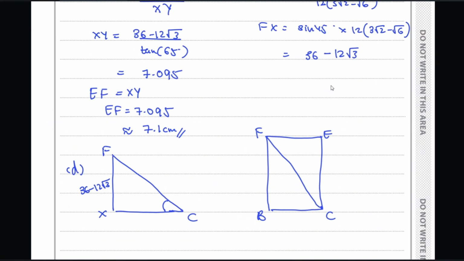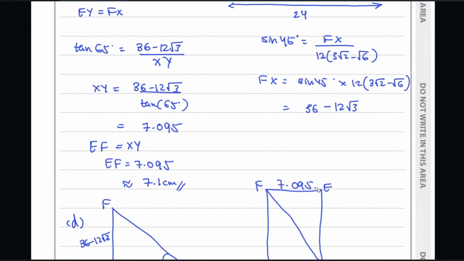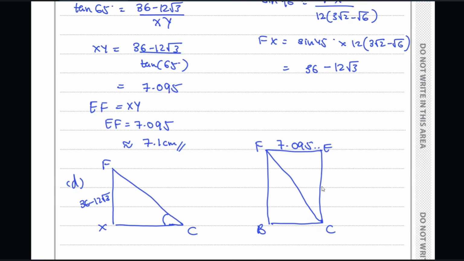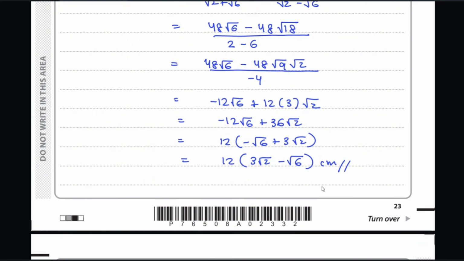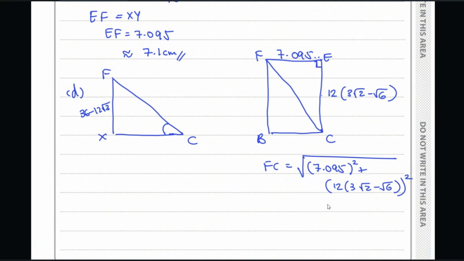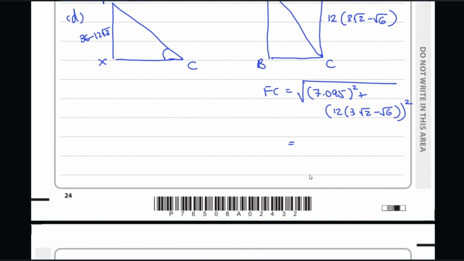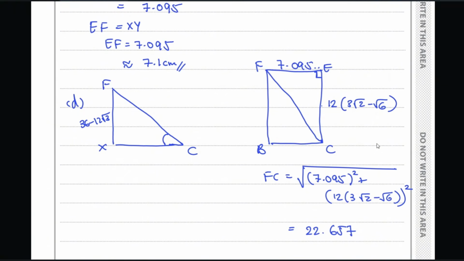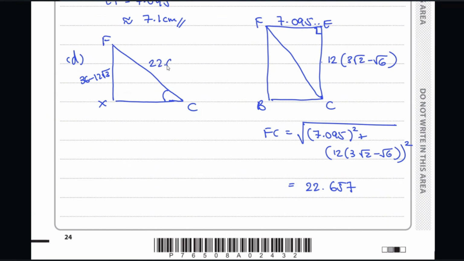We know FE, it's 7.095. And then we know BF, or EC you can say, which was 12 times (3 root 2 minus root 6). So we can find FC by using Pythagoras. FC is the hypotenuse, so it'll be the square root of 7.095 squared plus (12 times (3 root 2 minus root 6)) squared. Let's calculate this: 22.657 cm. That's the length FC.